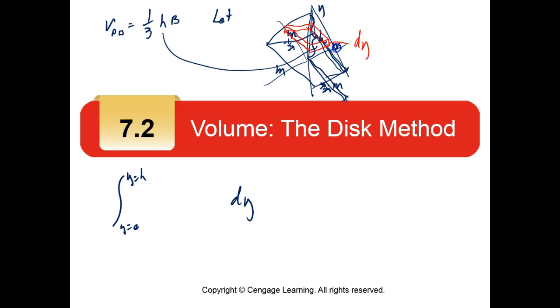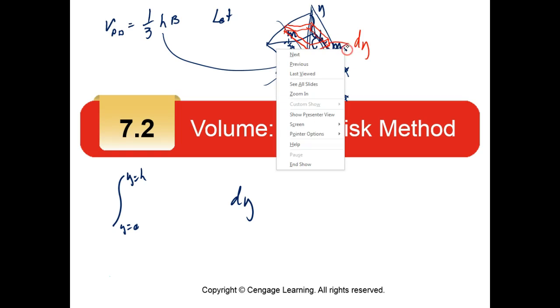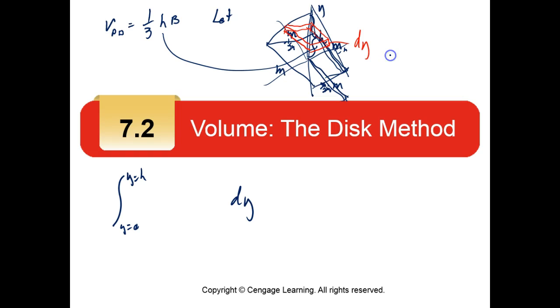Same thing here. This is going to be minus, let's see, which way is z going? Yeah. Minus m over 2, and this is going to be plus m over 2. So the whole length of that at the base is going to be m here and m there.